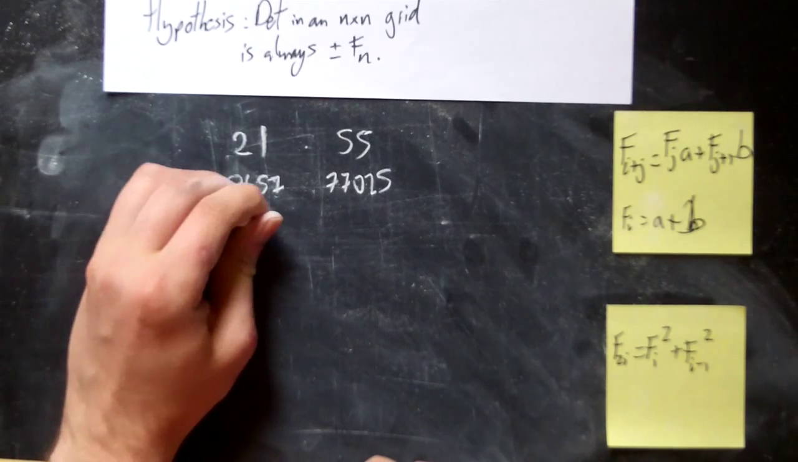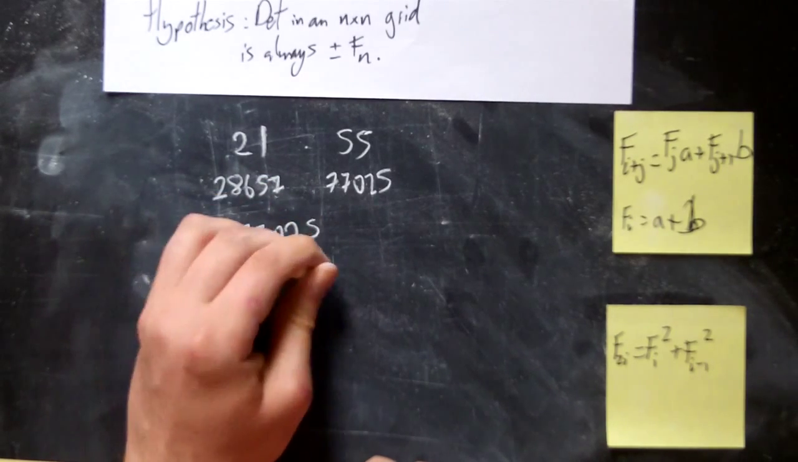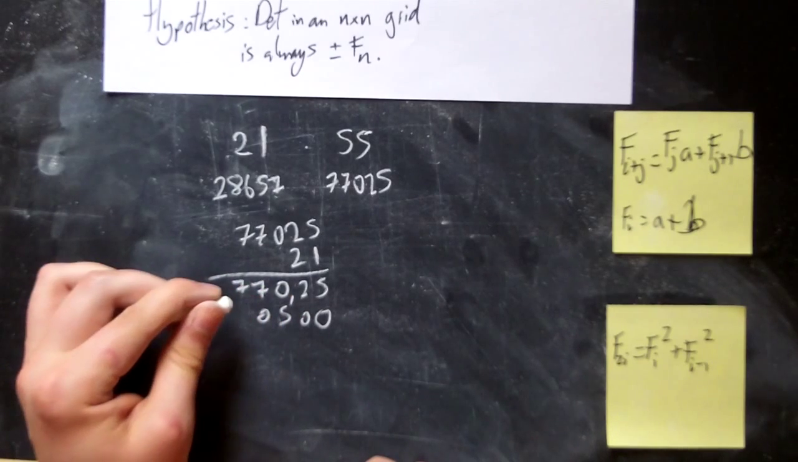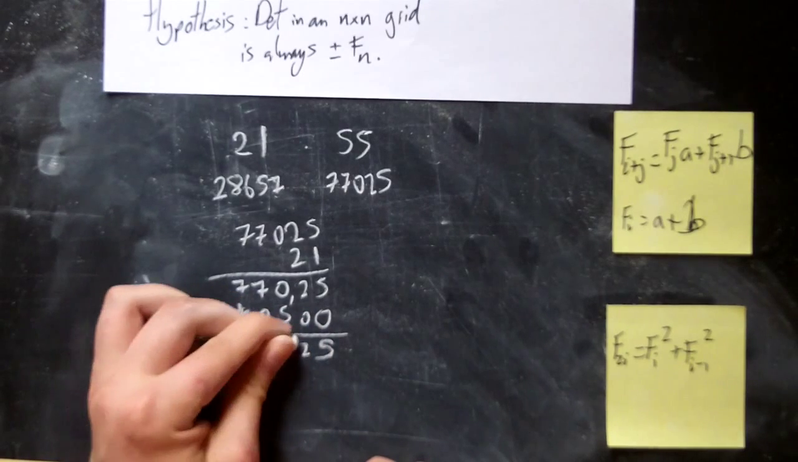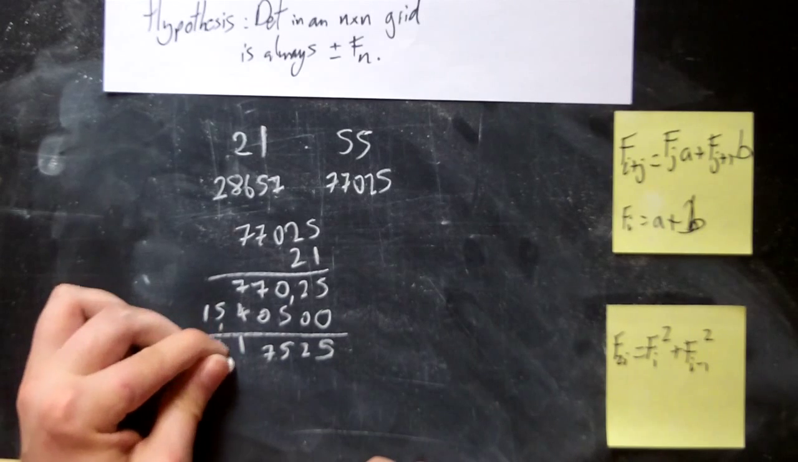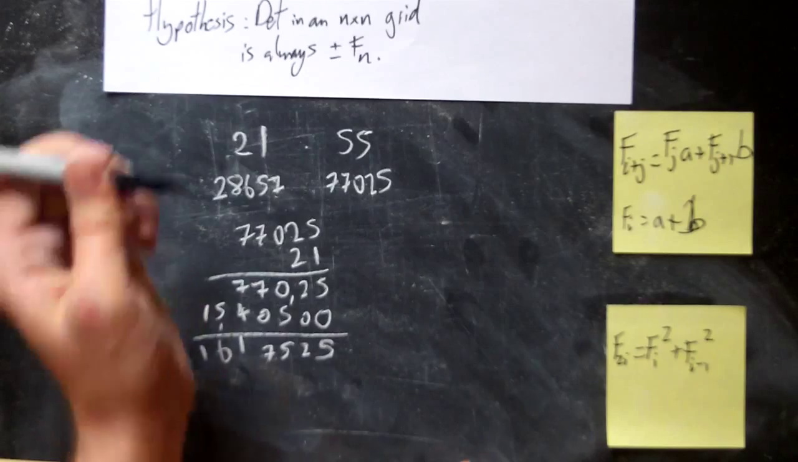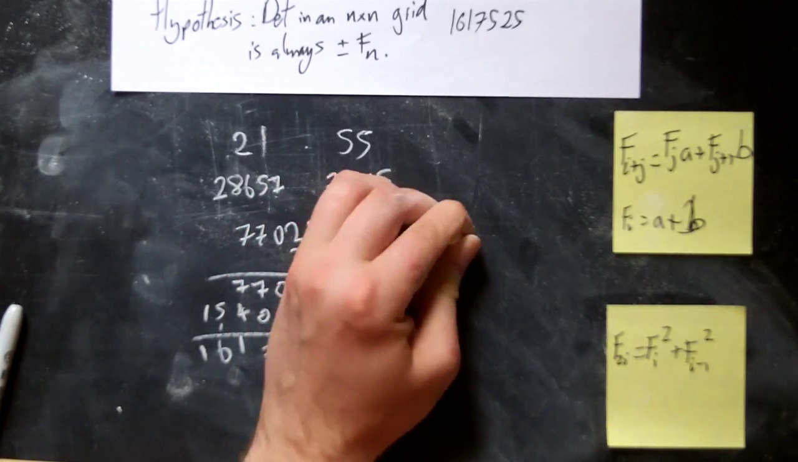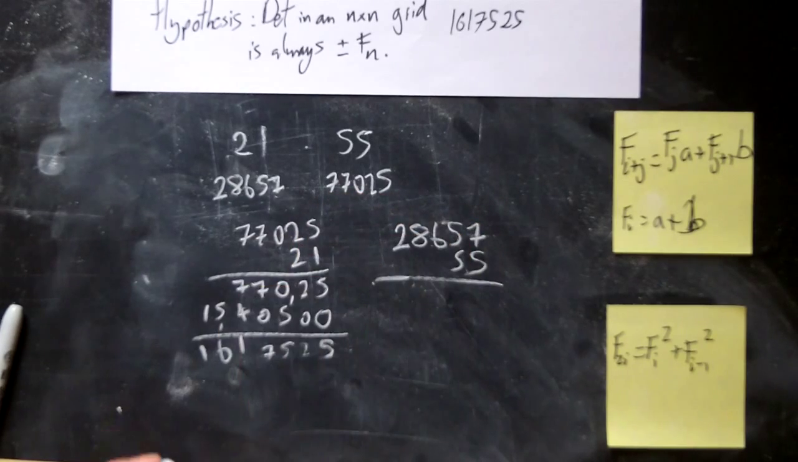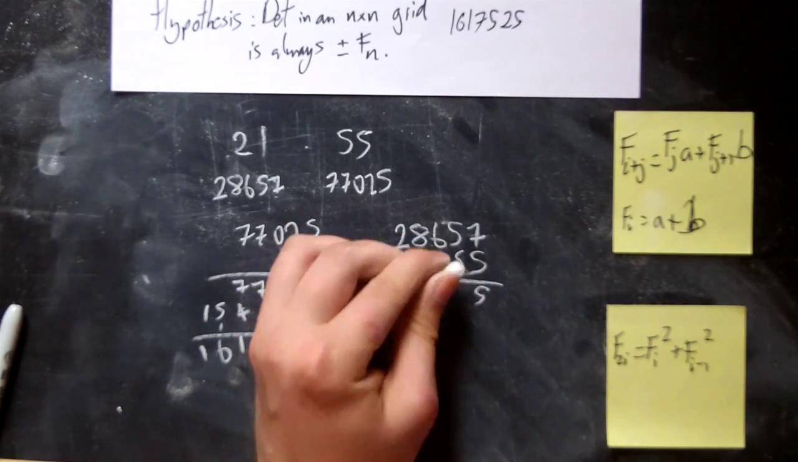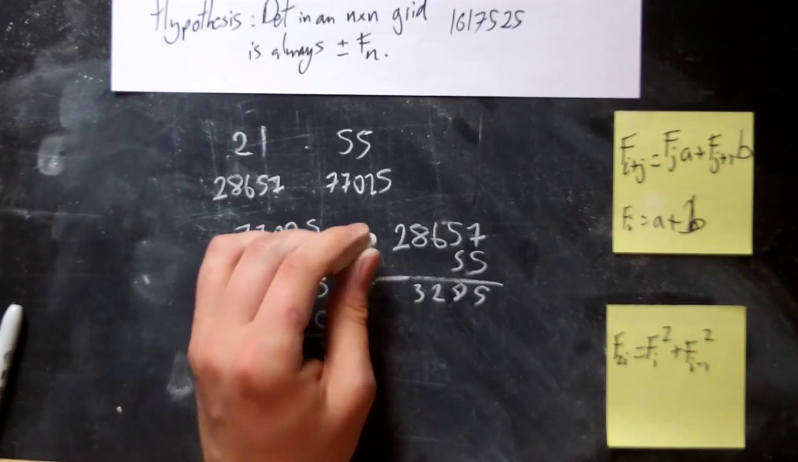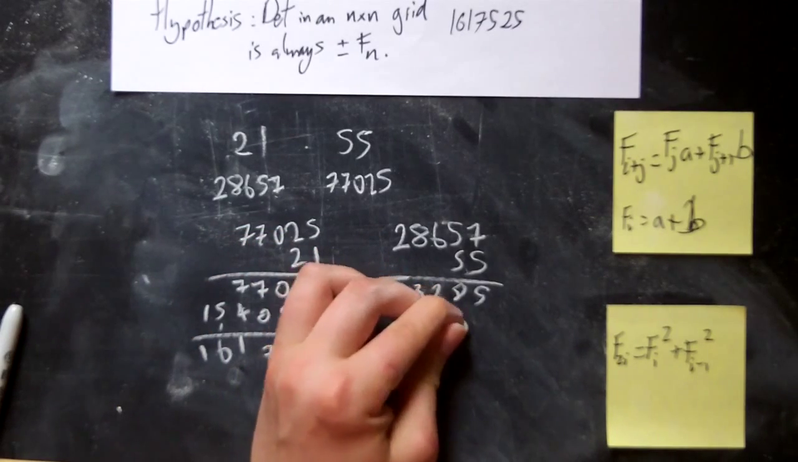So 77025 times 21 is 451. All right, so 5, 2, 5, 7, 6, 1. Right, 1, 6, 1, 7, 5, 2, 5. The other one we need to do 28... Right. Okay, 7 times 5 is 35. 5 and 5, 28, 32, 33, 14. And that's the same thing again.